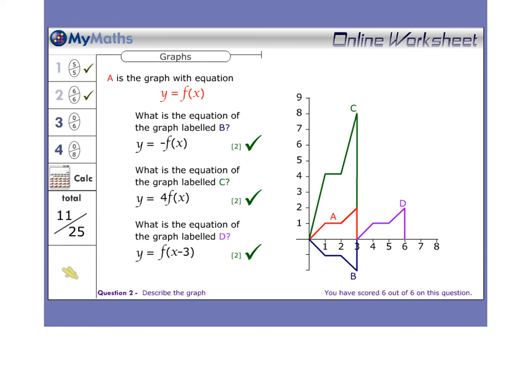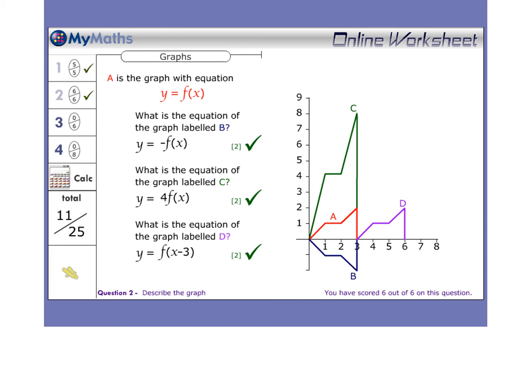Next question, we've got a graph. The red one is the A graph, and then we have to describe the transformation that's occurred, in terms of f(x). If we look at b, that's just been reflected in the x-axis, and that is minus f(x), because all the y values have gone negative. X values stayed the same.